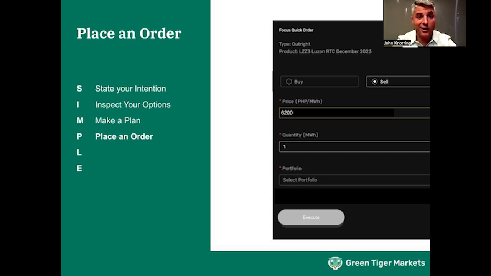If it is your intention to sell, you've inspected your options, you've made your plan, and now it's time to place an order, it's important to be involved in the market. And when it is transacting, to participate. You don't need to do your full volume every single time that the market transacts. But if it is transacting, this is one of the things I learned at the trading desk in Goldman.